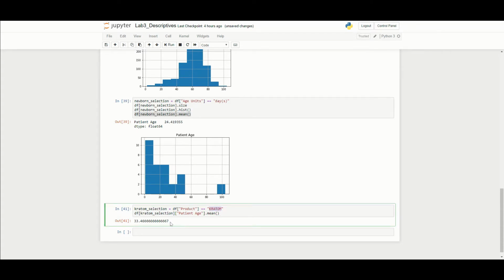So a little bit younger. So we could make the statement, right? If all the data we had was this mean, we could make the statement, okay, individuals that are around 33 tend to be the most at risk for having a negative reaction to Kratom. That seems like a reasonable thing to do. Let's take a look at the histogram.